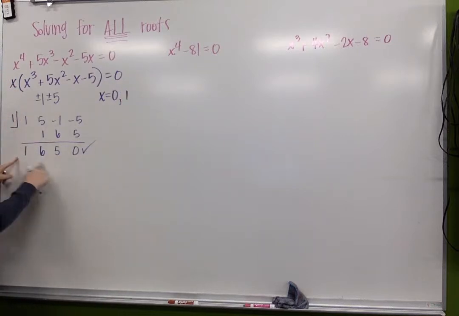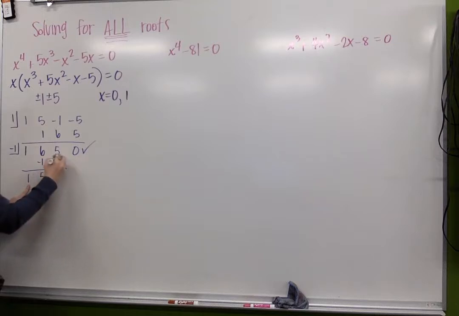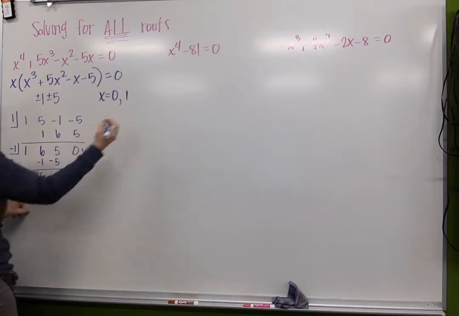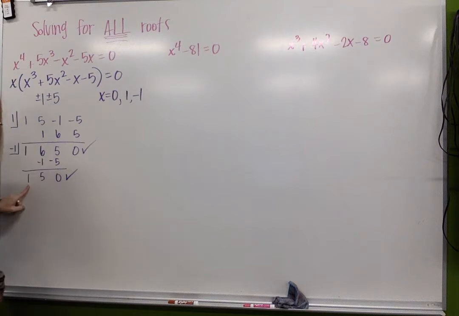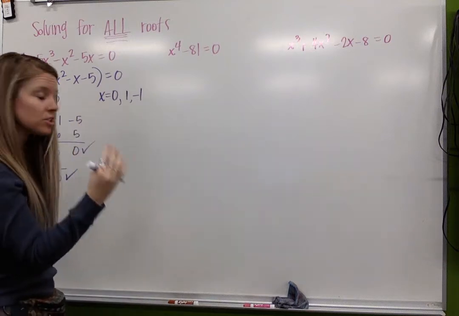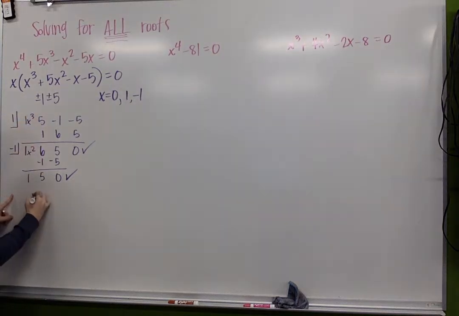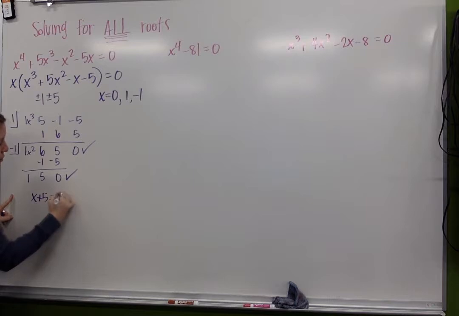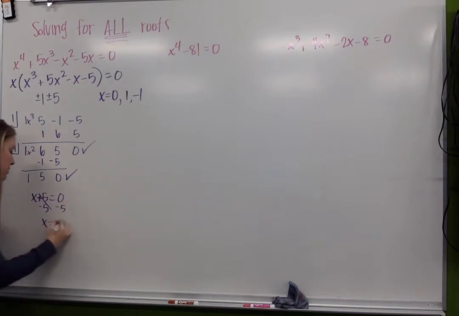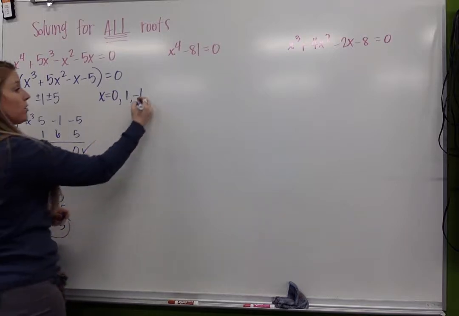Okay? I'll go ahead and guess negative 1. Drop the 1, that's negative 1, I get 5. Negative 1 times 5 is negative 5. Boom. Third answer. I've got 3 out of my 4 answers. And now, this was x cubed, x squared. I'm looking at x plus 5 equals 0. So I'm going to minus the 5 over. And there's my 4th answer.